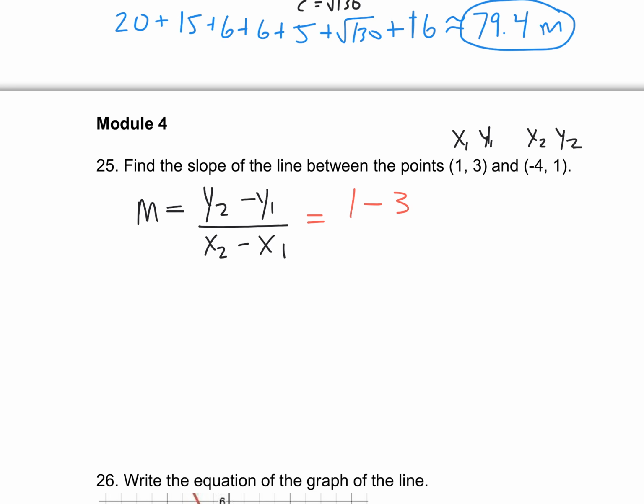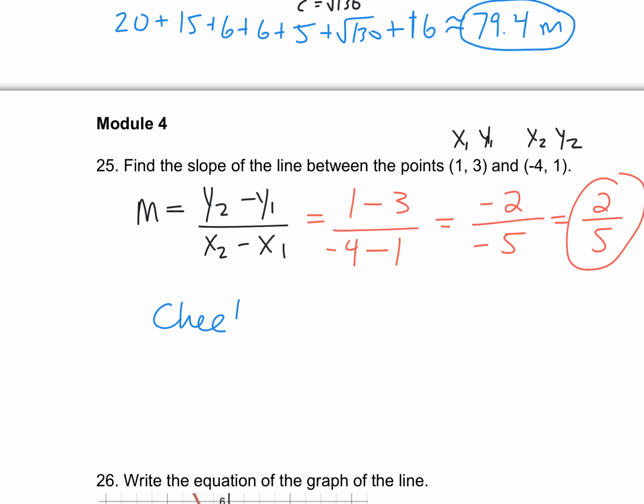1 minus 3 over negative 4 minus 1. 1 minus 3, negative 2. Negative 4 minus 1, negative 5. Well, since I'm dividing a negative by a negative, I can just say that's positive 2/5. So there's our slope between those 2 points. Now you can always check this by plotting on Desmos for the graph.